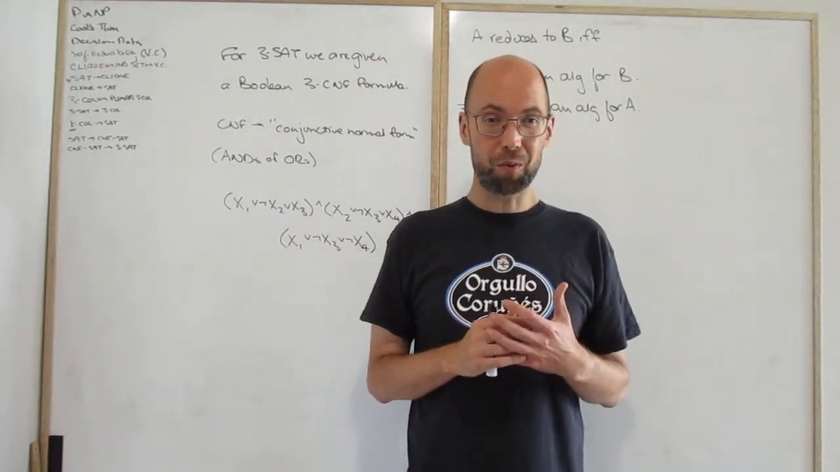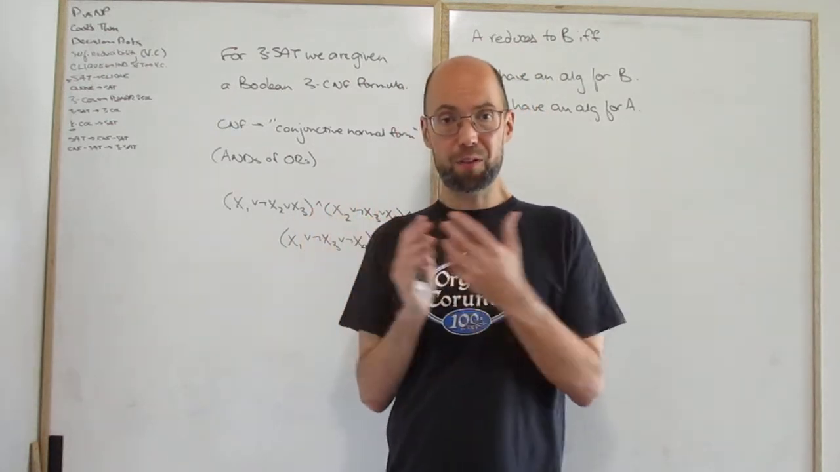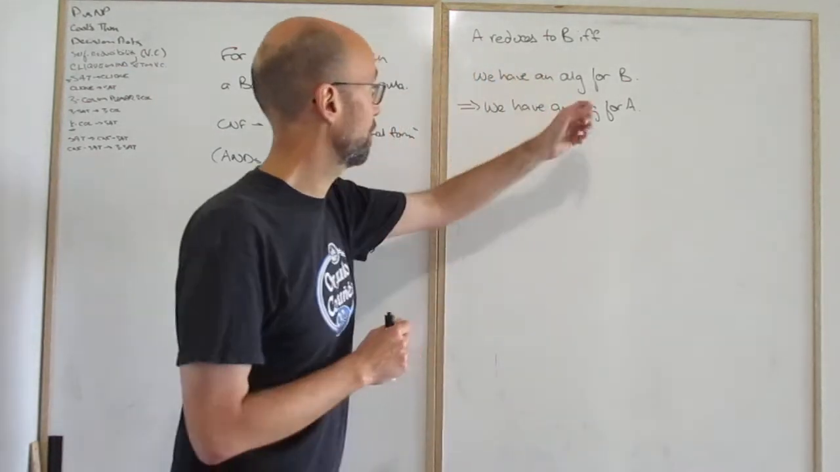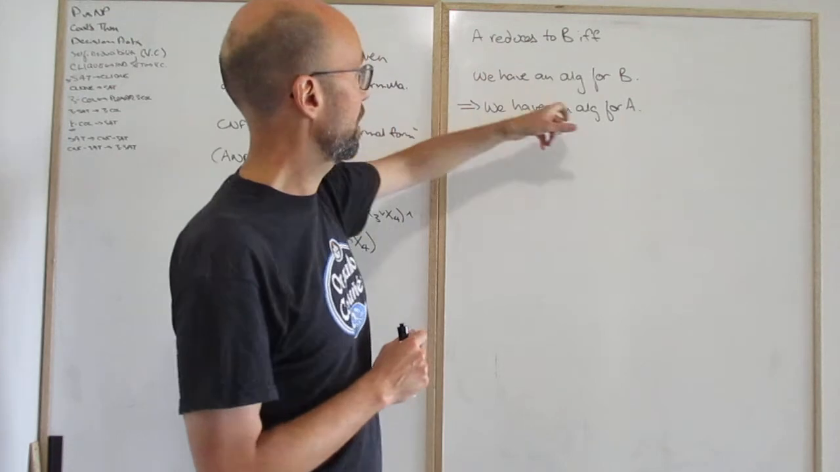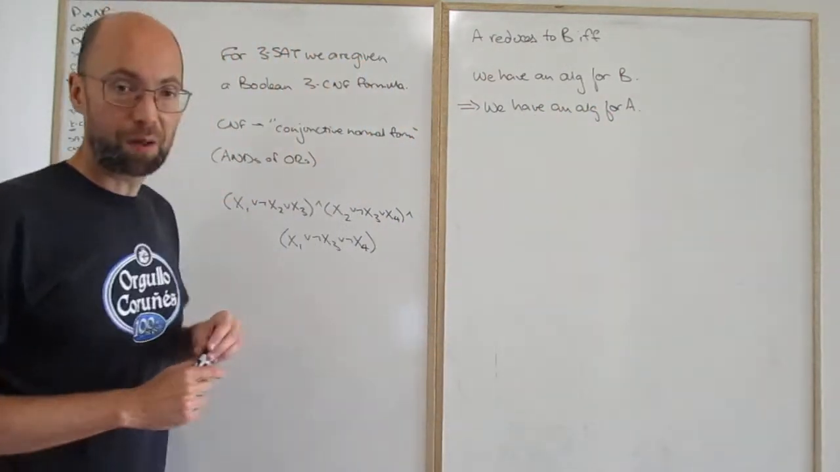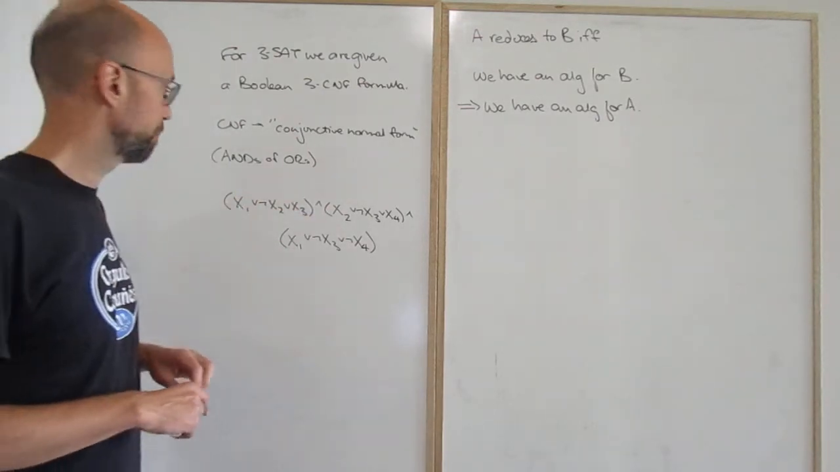So it seems a bit weird that you can solve this if you can solve clique. So this reduces to clique. If we have an algorithm for clique, then we have an algorithm for 3-SAT. Okay? Now, I'm just going to show you by an example.